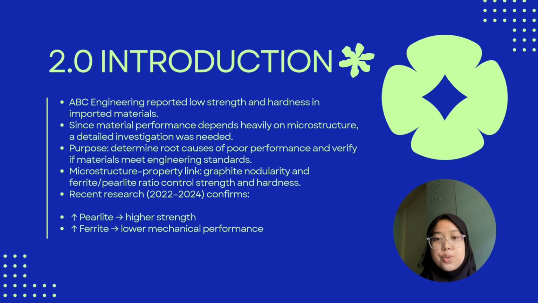ABC Engineering faced an issue with the imported plates, which show lower strength and hardness than expected, because cast iron properties depend heavily on microstructure. We need to examine the internal structure in detail. Research from 2022 to 2024 clearly shows how microstructure controls strength: more pearlite means stronger material, while excess ferrite weakens it. This helps us understand the nature of the performance issue.